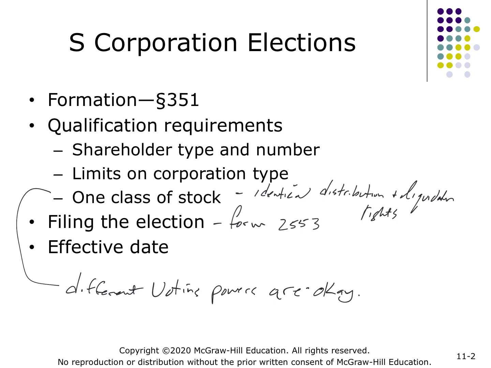You also have to be aware that there are some restrictions as far as the effective date, okay? You have to make the election before the 15th day of the 3rd month, all right, that you're wanting to be an S Corp. If you make the election after the 15th day of the 3rd month, the election does not take effect until the next year, okay?